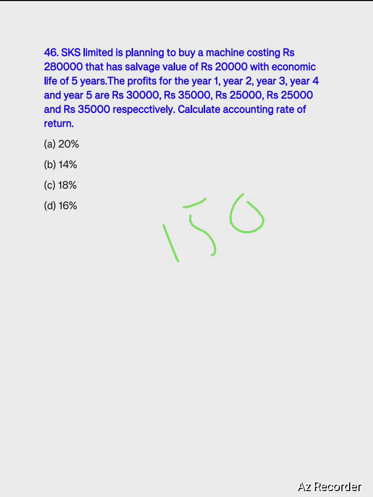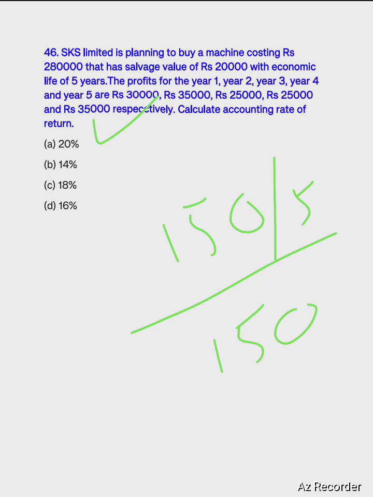So 150 will be your income, whereas your denominator will be the value of your asset plus salvage divided by 2. So 2,80,000 plus 20,000, 3 lakh divided by 2. So that will be 150 again. But this 150 is of 5 years, so 150 divided by 5 will be 30. So 30 divided by 150 will be 20%. Option number A will be the answer.